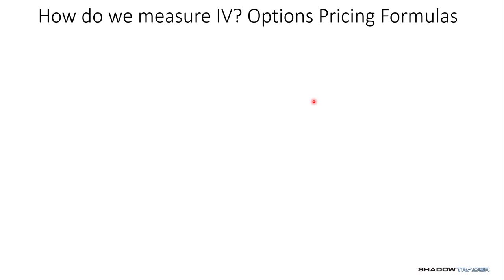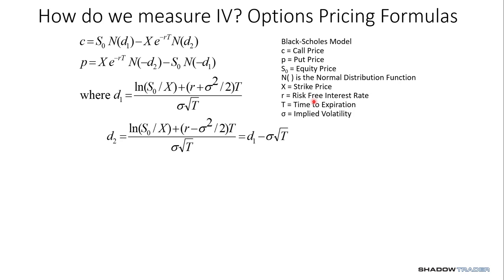How do we measure implied volatility? That's the portion that determines that extrinsic, the major part of that extrinsic value. Well, we use what's called an option pricing formula. It's also called the Black-Scholes model. And this is what it looks like.